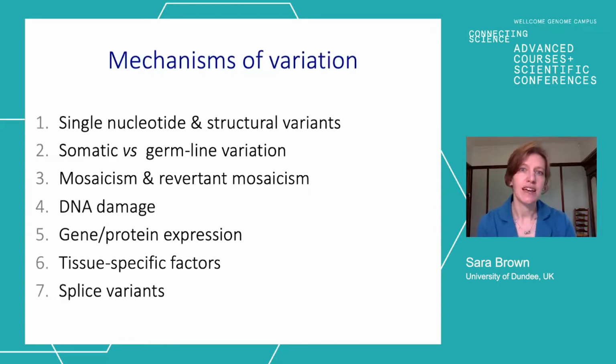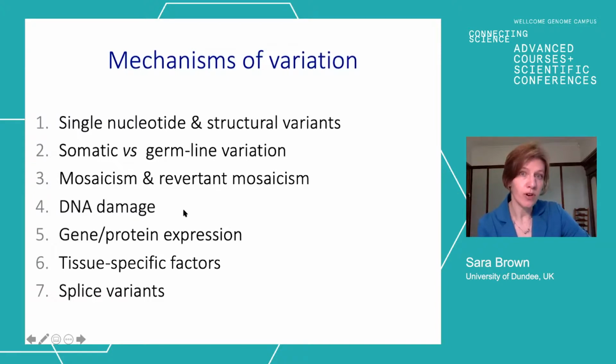So listing the mechanisms of variation now, as opposed to the sources of variation, moving on to potential mechanisms of variation. So we've spoken about single nucleotide and structural variants. We can distinguish somatic variation, which is variation occurring in the tissue, as opposed to germline variation occurring in the inherited DNA. We need to be aware of mosaicism and revertant mosaicism, where we observe different genetic effects in different cells within the tissue. And again, you'll learn more about this in the talks.